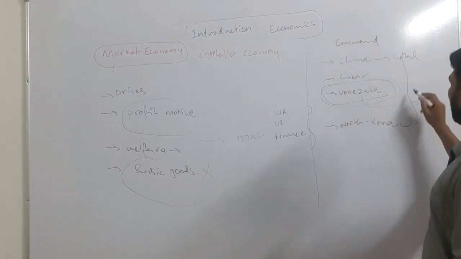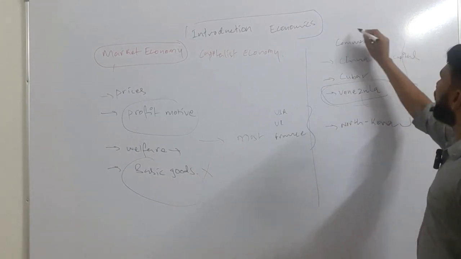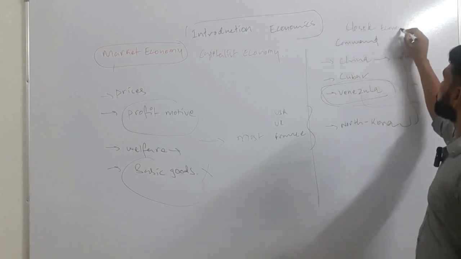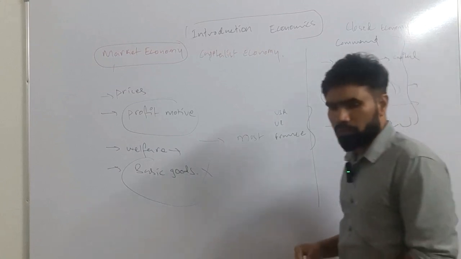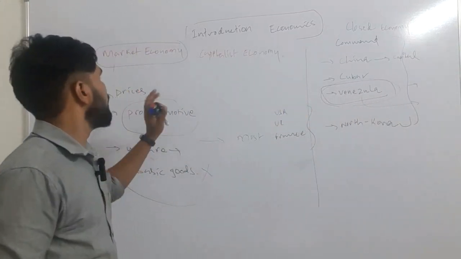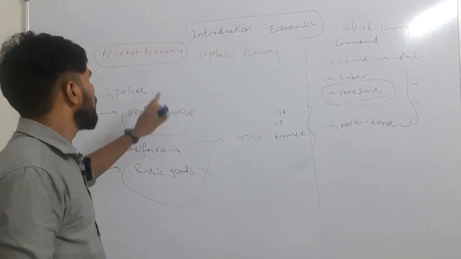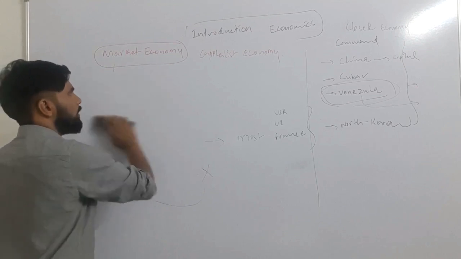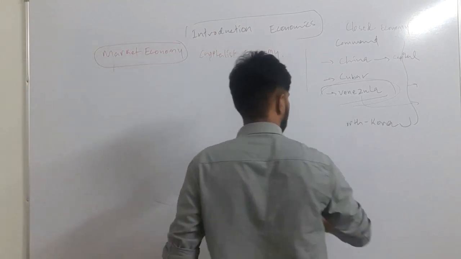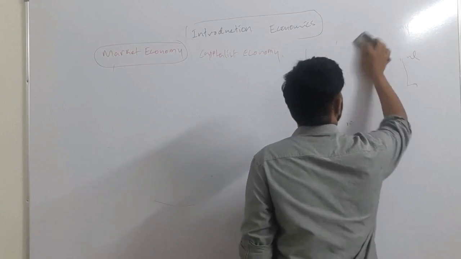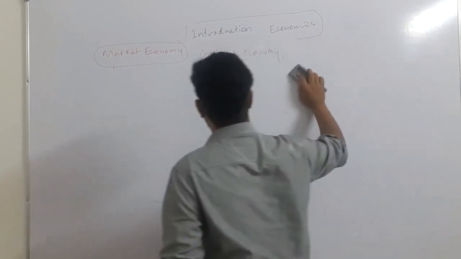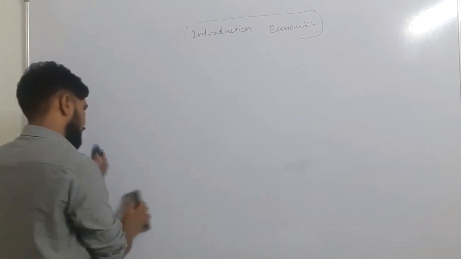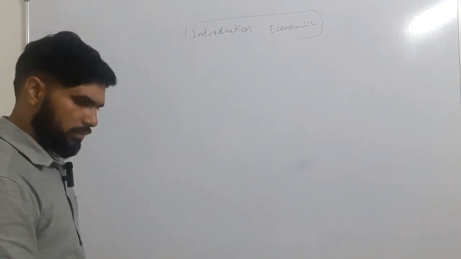Closely, they will also become examples for a closed economy. I hope you have understood the meaning of market economy also. These are the features. Examples of market economy are USA, France, even Australia and Canada. All these economies are examples of capitalist or market economy.